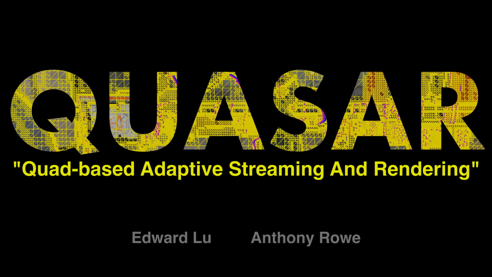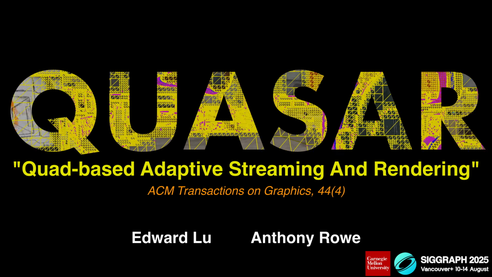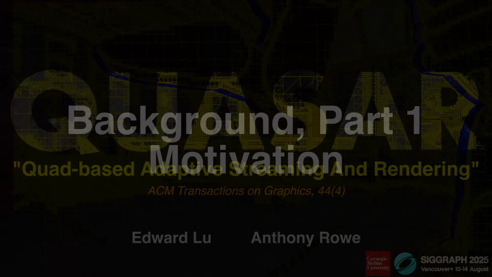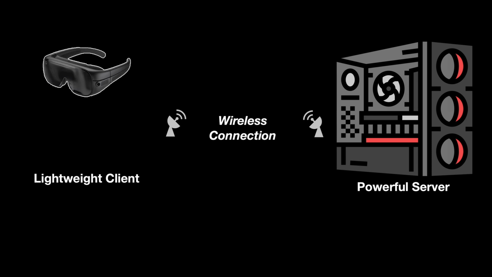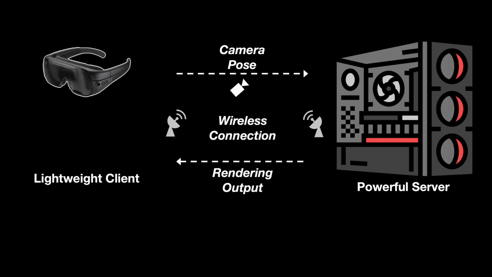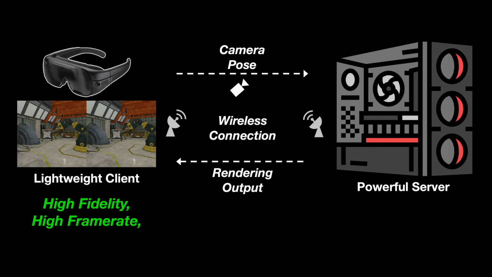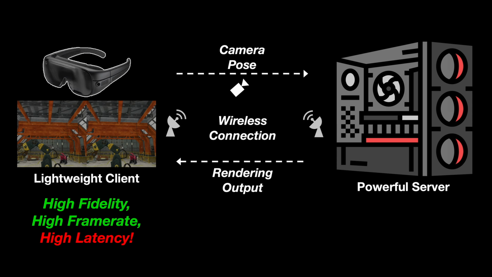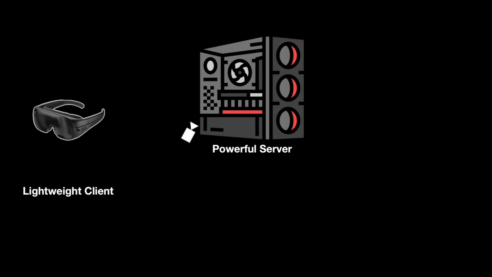We present QUASAR, a quad-based scene approximation and streaming system designed for remote rendering. Remote rendering offloads intensive graphics tasks over a wireless link from thin clients to nearby edge servers. While this setup enables high-quality rendering, it introduces latency due to round-trip data transfers.